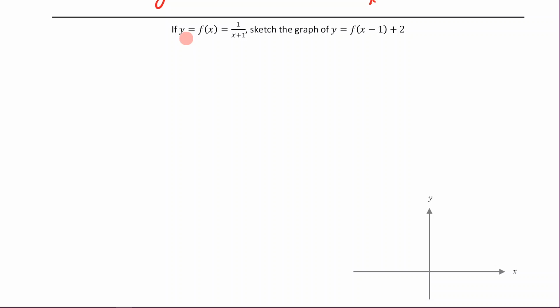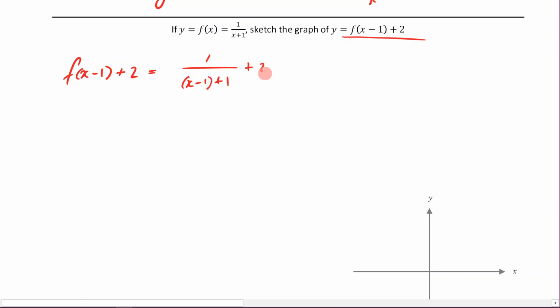Okay, it says y is equal to f of x is equal to 1 over x plus 1. Sketch the graph of this right here. So we're sketching f of x minus 1 plus 2. So that means into the x spot, I'm going to be putting in x minus 1. So 1 over x minus 1. Remember, you've still got this plus 1 here. Then I'm going to be adding 2 to it.